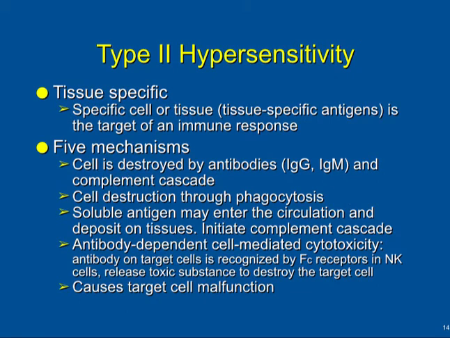Type 2 hypersensitivity is a little bit different. This is basically a tissue-specific antigen that is the target of an immune response. There are different mechanisms. Cells can be destroyed by antibodies, such as IgG, IgM, or the complement cascade. All these inflammatory mediators, or portions of your immune response, cause cellular damage or cell destruction. These antigens can also enter circulation and deposit on tissues. Once again, it starts that whole complement cascade and produces damage at the cellular level. Obviously it can cause that cell to malfunction in general.